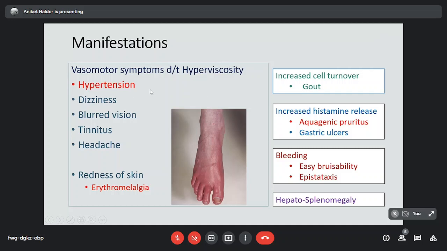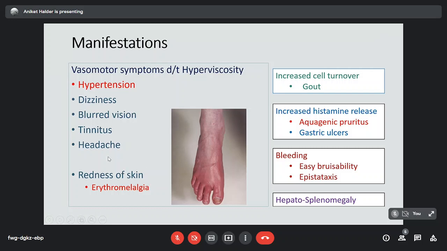Hypertension: we know that if there is increased viscosity, there will be increased peripheral resistance, and blood pressure is the product of cardiac output and peripheral resistance. So the more the peripheral resistance, the greater the increase in blood pressure, causing hypertension. There will be dizziness, blurred vision, tinnitus, and headache. These are all due to hyperviscosity.